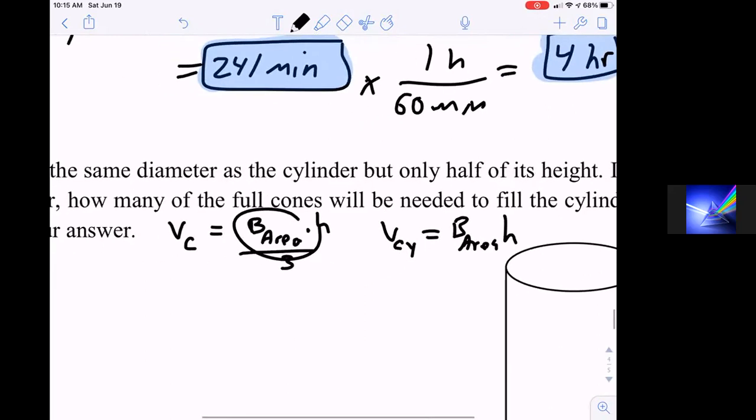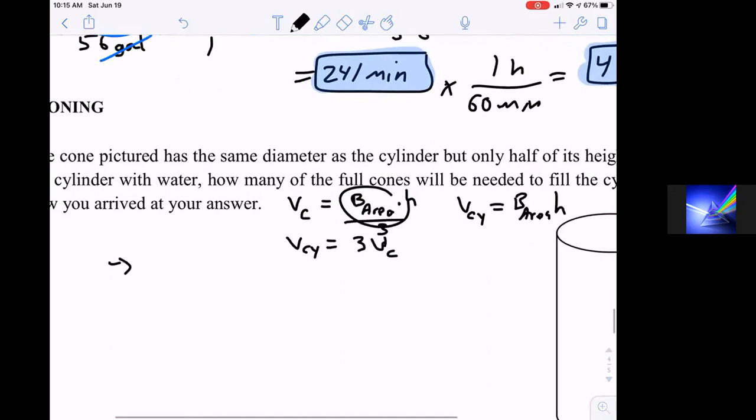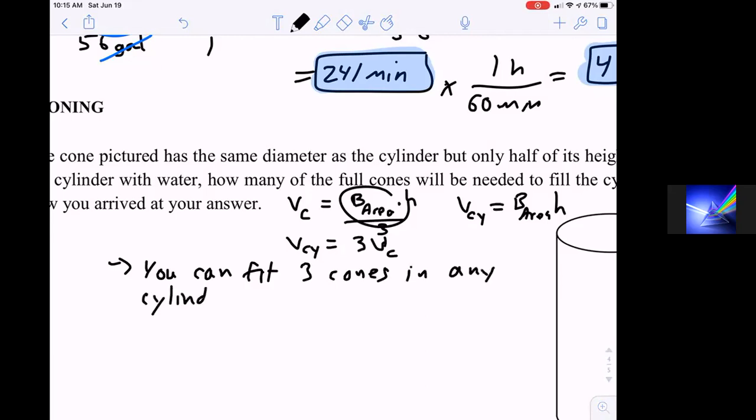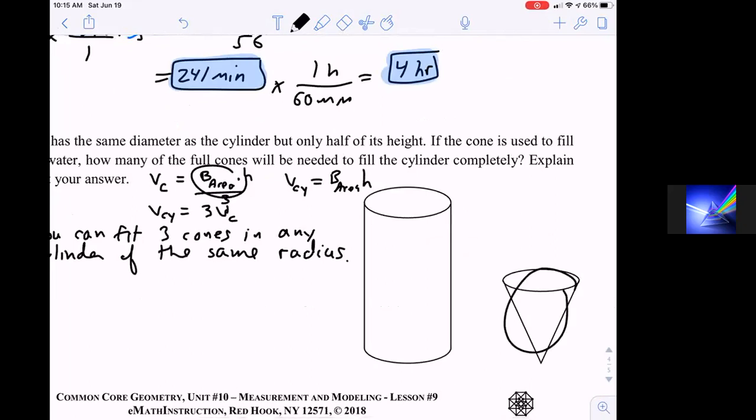In other words, you can see, since you're not dividing by 3 for the volume of a cylinder, the volume of a cylinder is 3 times the volume of a cone. What does that mean? It means you can fit 3 cones in any cylinder of the same radius. That's what it means. But if you look here, your cone is half the height.